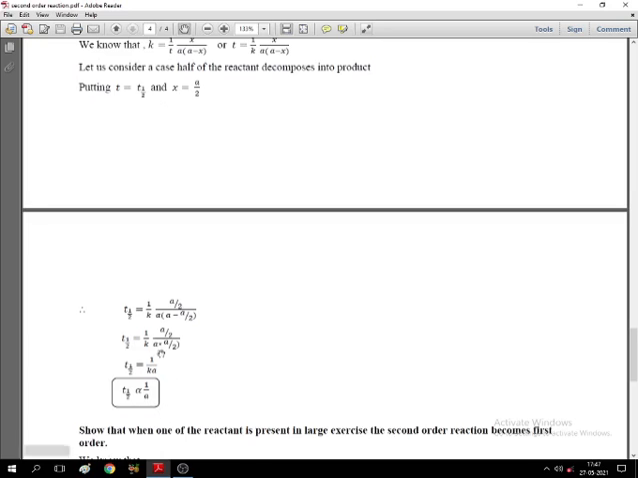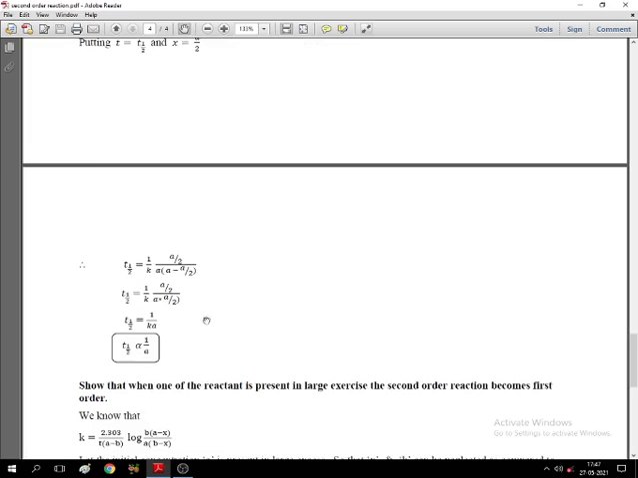Now k is the constant, therefore we can say that half-life period for second order reaction is inversely proportional to the initial concentration of a reactant, right? In this way we prove that the half-life of second order reaction is inversely proportional to the initial concentration of a reactant.